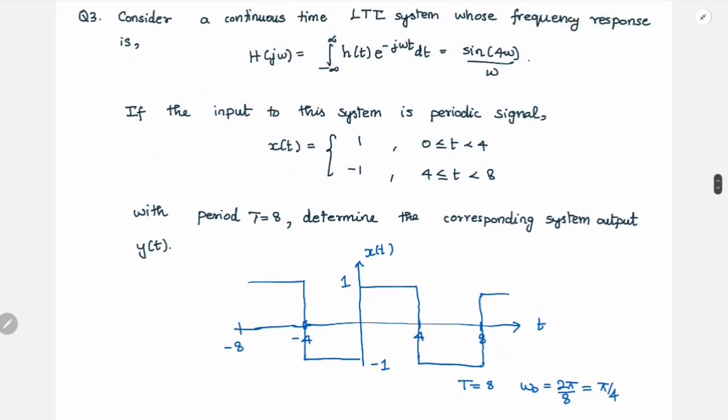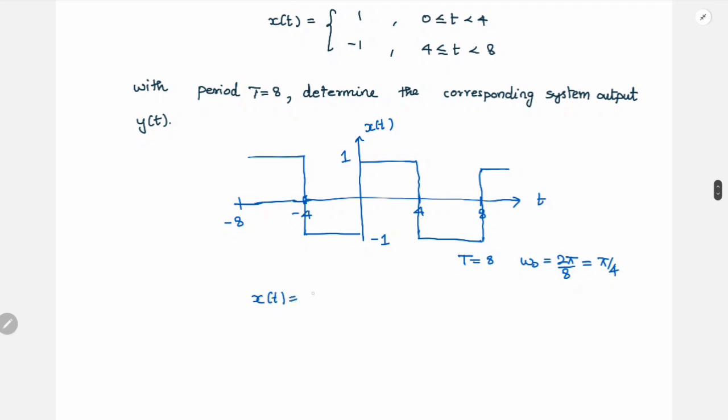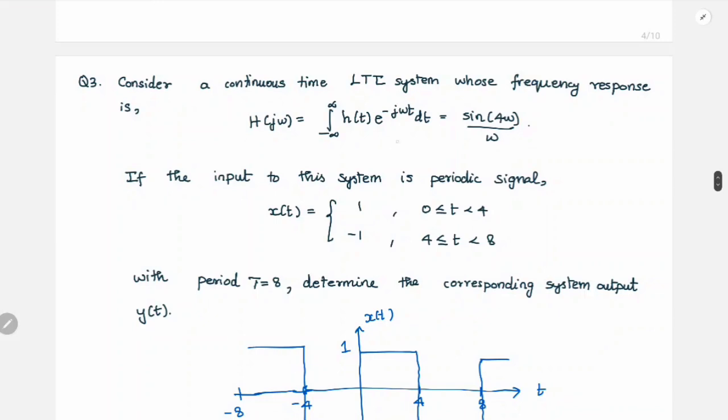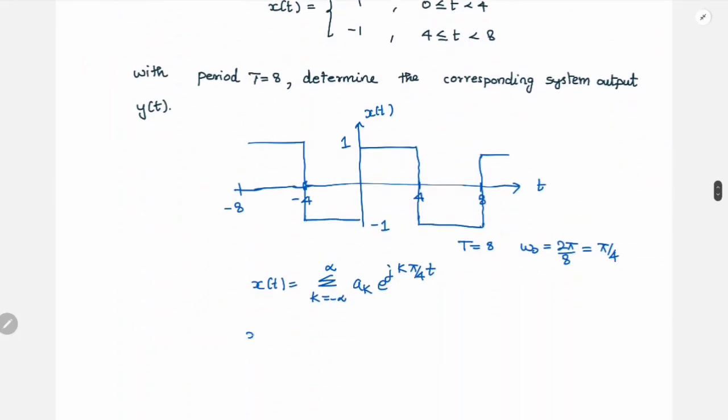If you are able to represent x of t in terms of the Fourier series coefficients, we will get some a k e power j k pi by 4 t. Passing through the LTI system with this response, we will get an output such that these coefficients will only change and the exponentials remain the same. We will get a k H of j k omega naught. So there is this factor being multiplied. We saw it in the previous lecture. And omega naught is nothing but pi by 4.